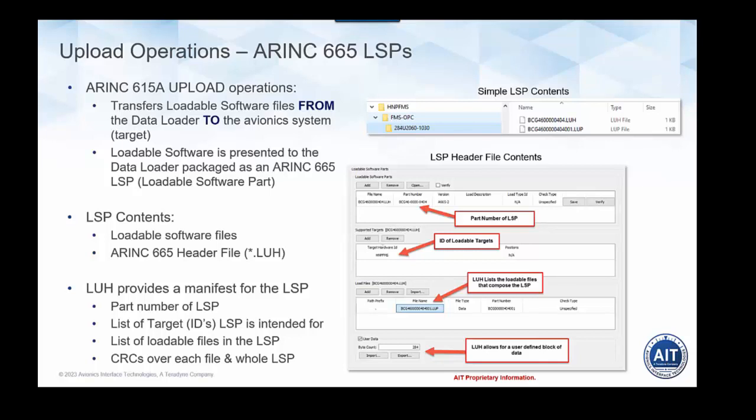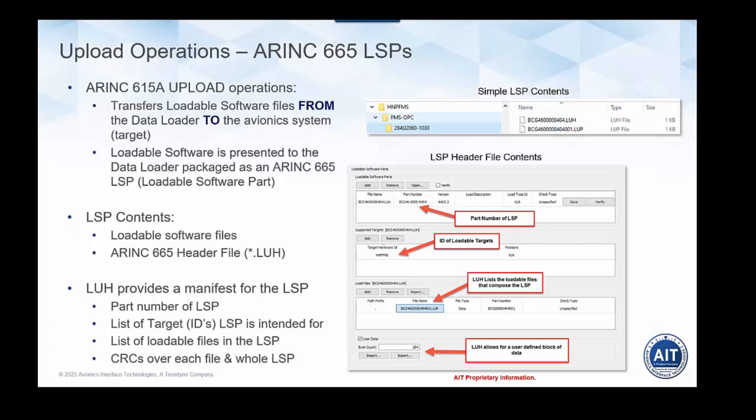I have a snapshot in the image under simple LSP contents. At a minimum, to construct an LSP, you need at least one file that's the actual software going onto the avionics system, and then a header file, a file with an extension of .luh, which you see there. The format of that header file is specifically what ARINC 615 specifies. That header file contains the part number of the loadable software part. It also contains the list of the target IDs.